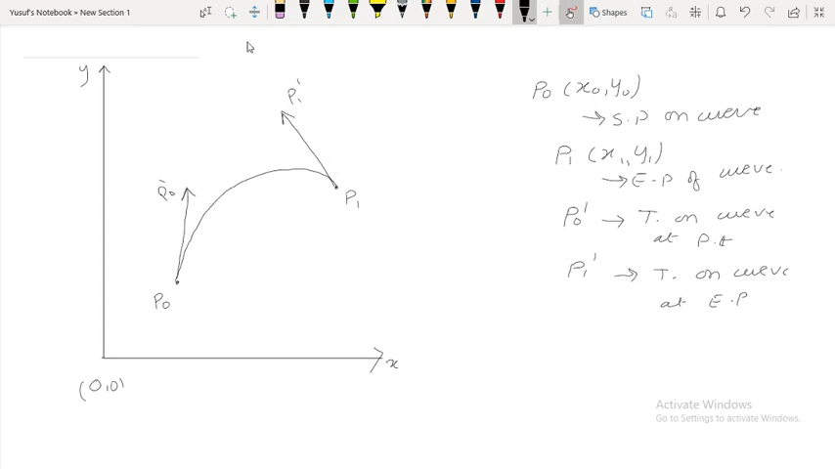The name of this curve is the Hermite curve, and it is also known as the cubic spline curve. This is the Hermite curve, and also known as the cubic spline curve.